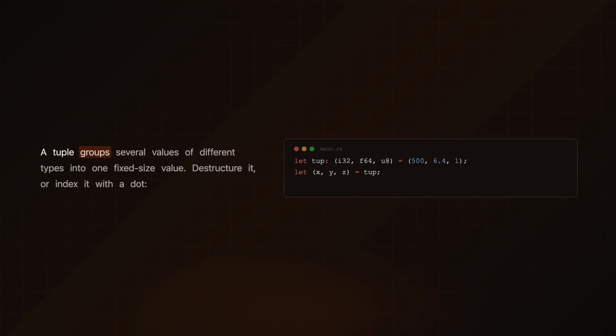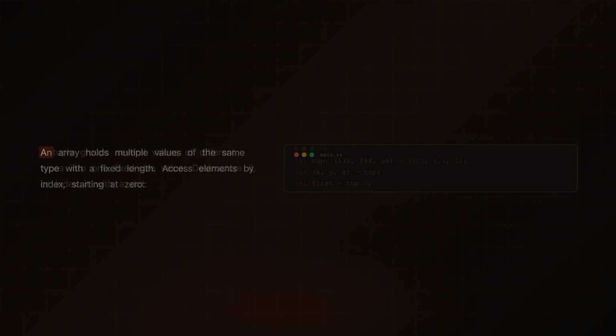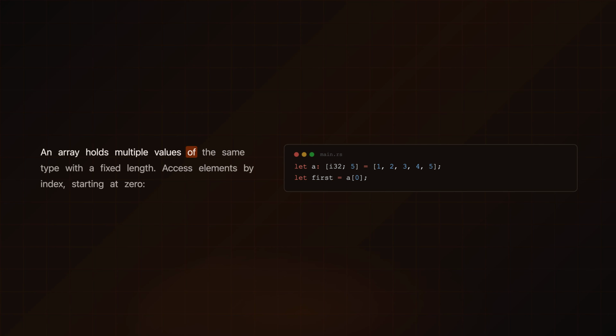A tuple groups several values of different types into one fixed size value. You can destructure it, or index it with a dot. An array holds multiple values of the same type with a fixed length. Access elements by index, starting at 0.